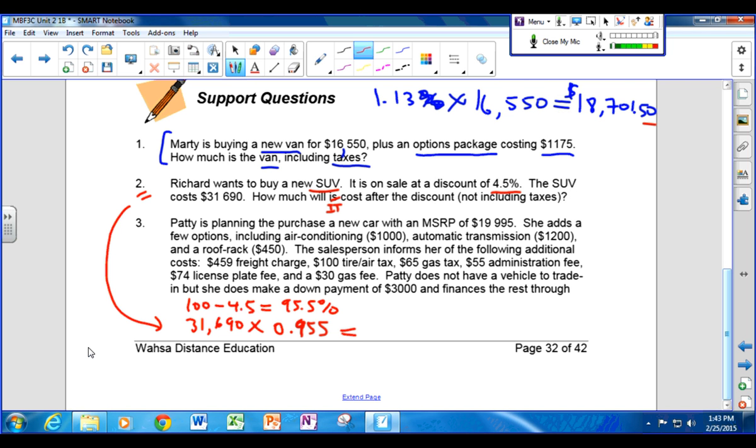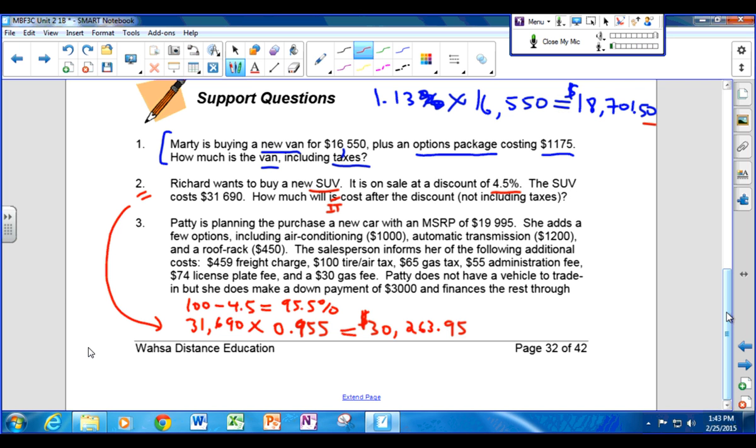So now we can do 31,690 times 0.955, and we get 30,263.95. I was writing a little sloppy there, but you get the idea. Of course, we expected the amount to go down by a little bit, so that looks good. Okay, so that was question 2.